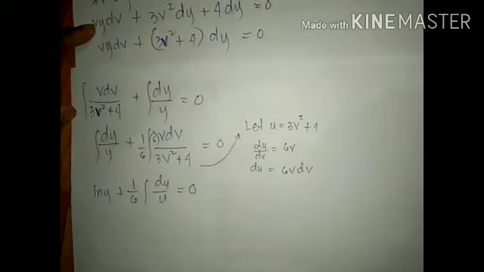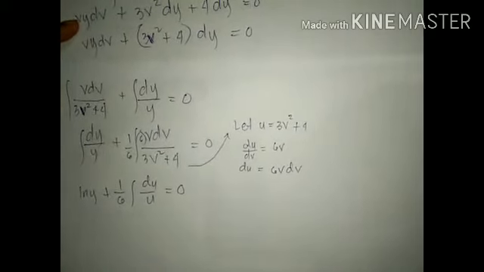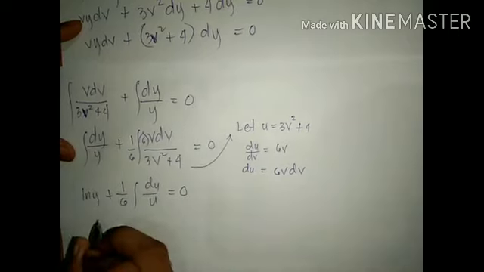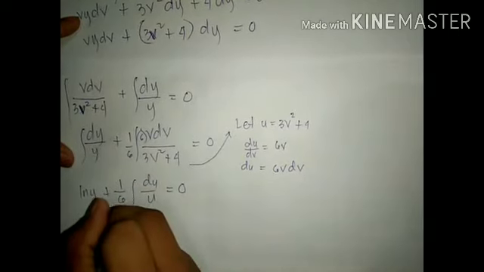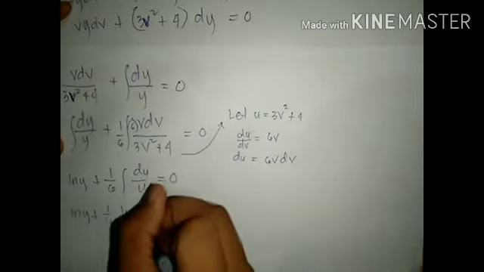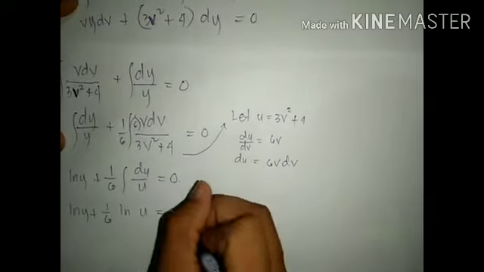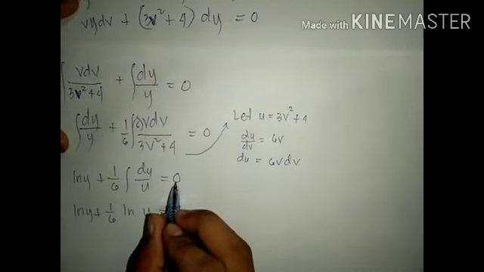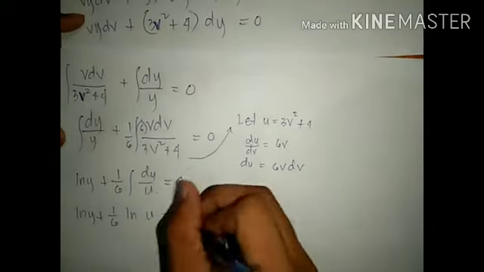So ln y plus 1 over 6 ln u equals 0. The integral of 0 is c.